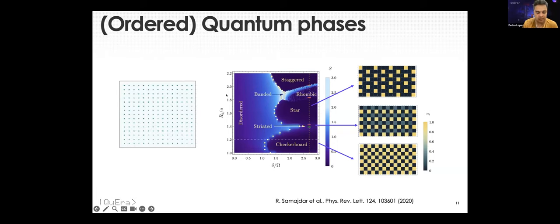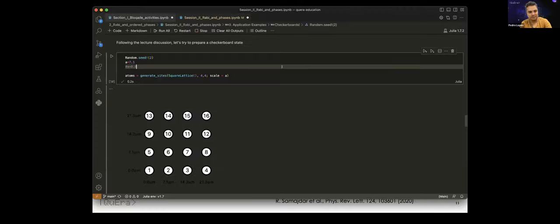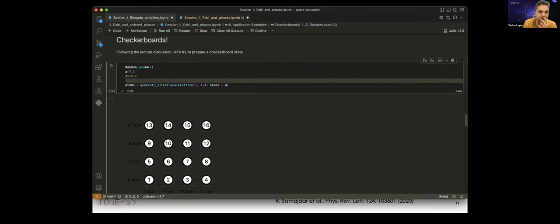Anything about the blockade that does not make sense, or how we define the blockade radius? If there are no questions, we will move on. But I will ask you to interrupt me as much as you can. So let's see what's going on here.